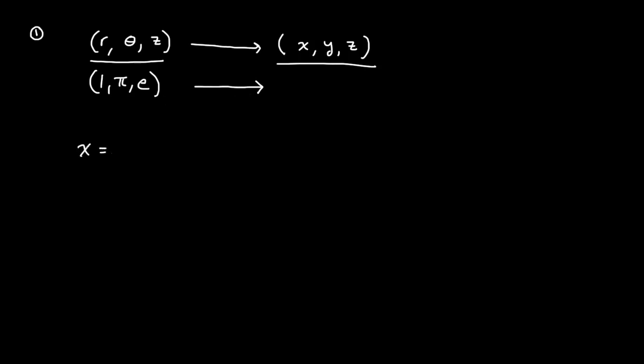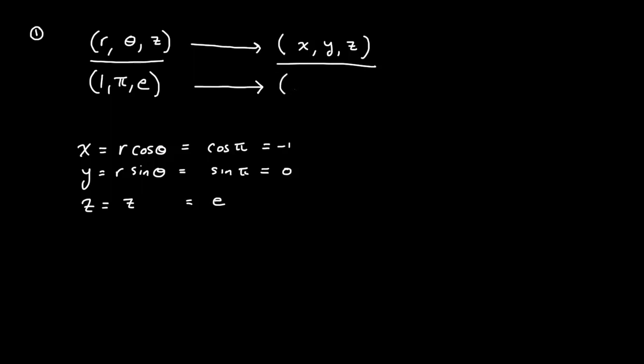And what we do here is simply use our conversion formulas. x is equal to r cosine of theta, y is equal to r sine of theta, and z is equal to z. So this comes out to be 1 times the cosine of pi, which is -1. This comes out to be 1 times the sine of pi, which is equal to 0. And z is equal to e. So that converts to go -1 on the x-axis, 0 on the y-axis, and up e units along the z-axis.